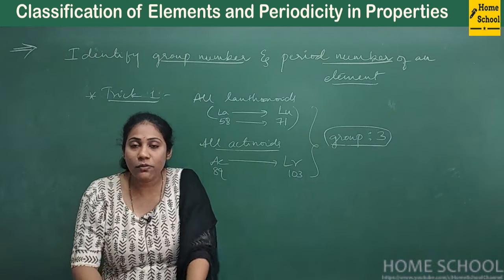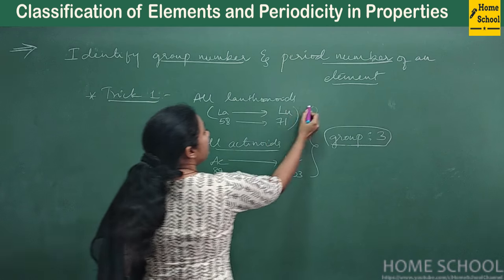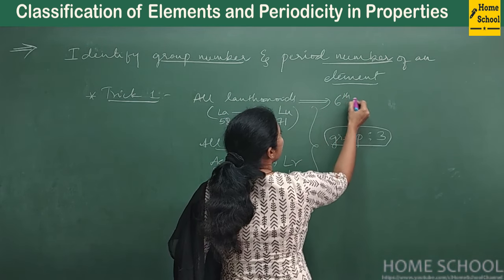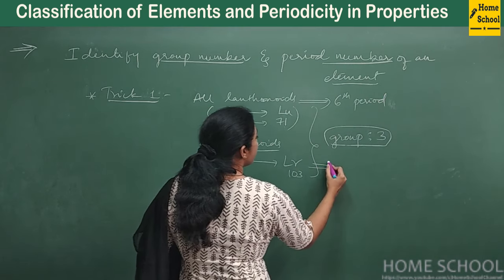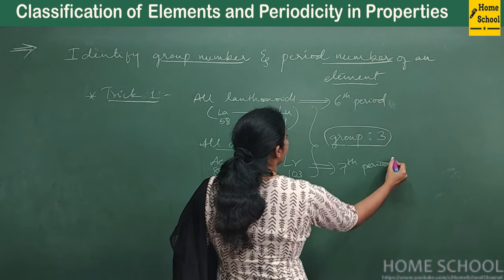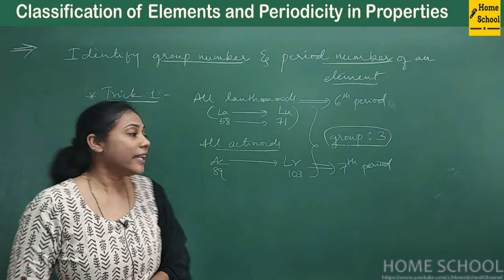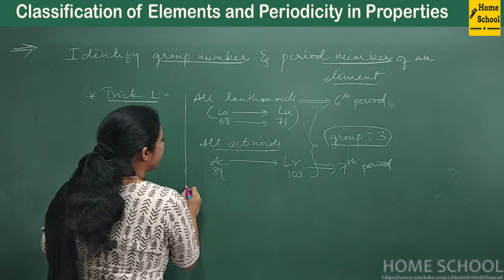Group in the sense this vertical column. And their period number: lanthanoids come in the 6th period, and actinoids will come in the 7th period. So this is trick number 1 that you have to remember. Using this trick, most of the questions will get solved.